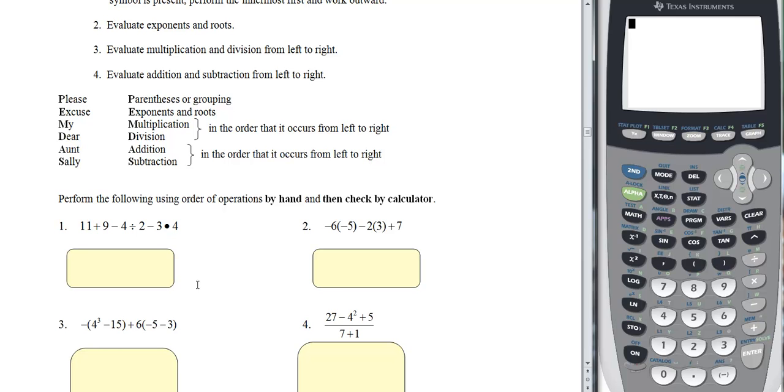So let's try these. I do not see any grouping symbols or exponents, so now I'm looking for multiplication, division in the order from left to right. Here's division here, and here's multiplication here. So I've got -4. I just rewrite 11 plus 9. You do not do any addition, subtraction until everybody's ready in the very last two steps. So I've got -4 divided by 2 will give me a -2. -3 times 4 is -12.